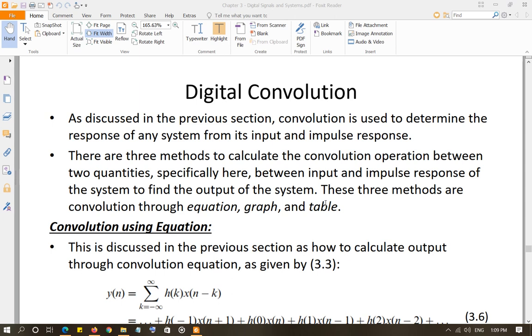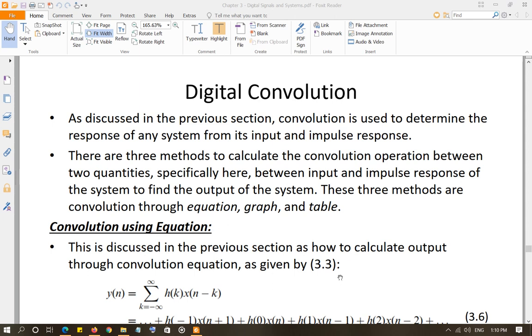So there are three ways to perform the convolution operation, and basically all three ways are similar. The first way is the standard method. The second is putting the equation, the first method, into a graphical form and then operating the convolution. And the third one is putting the graph in the table form and performing the convolution. So let's go ahead and understand all three of them.